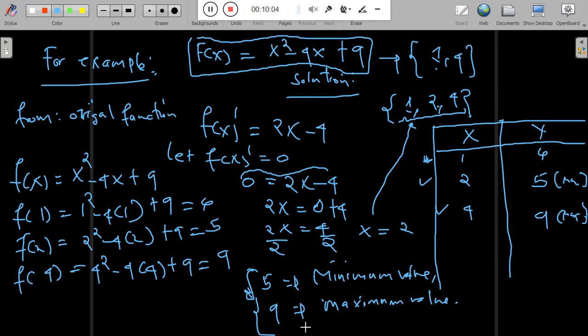Now let's check another example for better understanding. So the minimum value and the maximum value are 5 and 9. Let's go to another example.